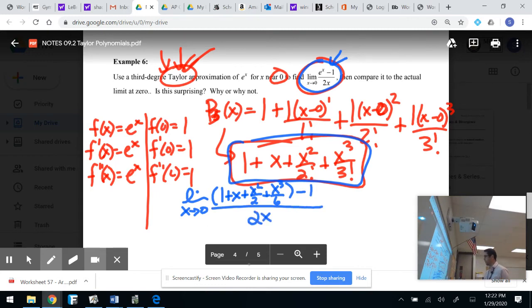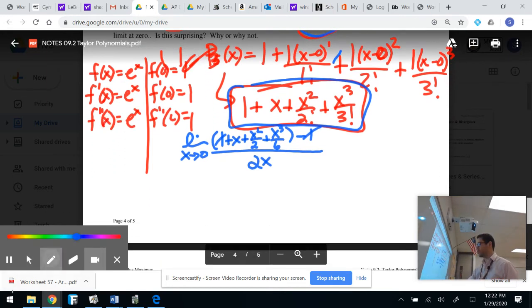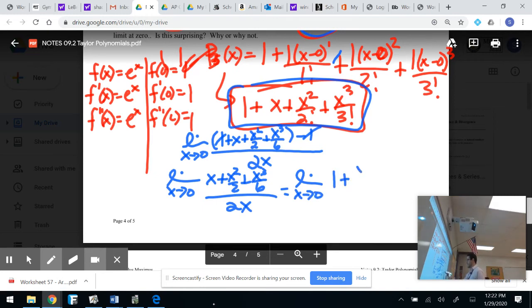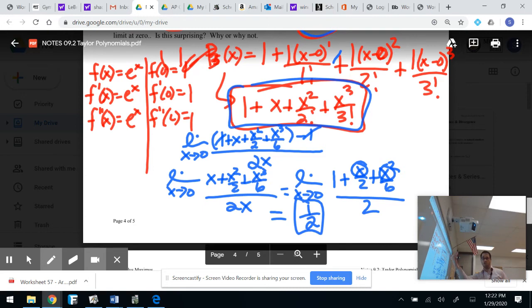All right, let's do this work here. Well, 1 minus 1, those would go away. And then everything has an x in it, right, class? I might run out of space. Let's go ahead and get more room. All right, so we got the limit as x approaches 0. I'm left with x plus x squared over 2 plus x cubed over 6 all over 2x. I could factor out an x in the numerator. I'm going to end up with 1 plus x over 2 plus x squared over 6 all over 2. Now let's evaluate that limit. If I put a 0 in for all of those x's, I get 1/2. Oh, cool. And they want me to check that with the original. All right, let's go back to the original.